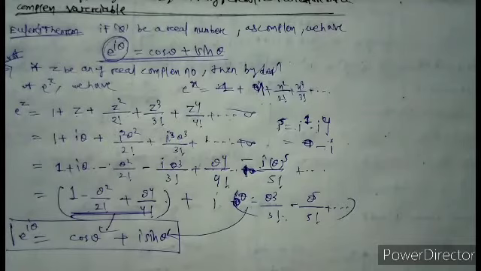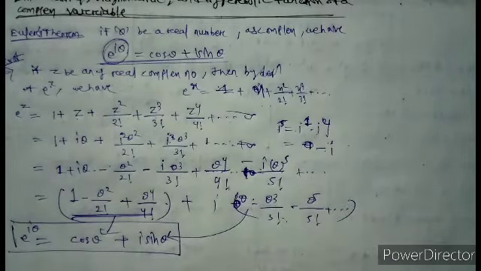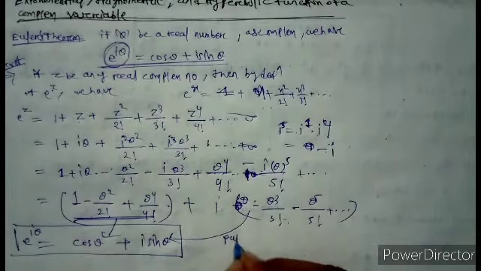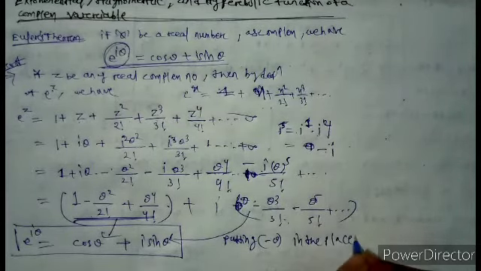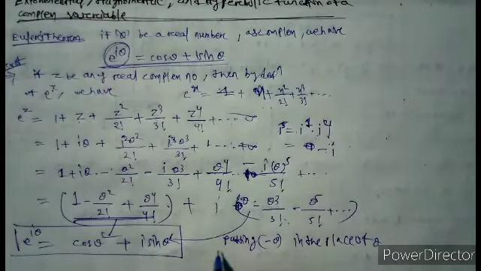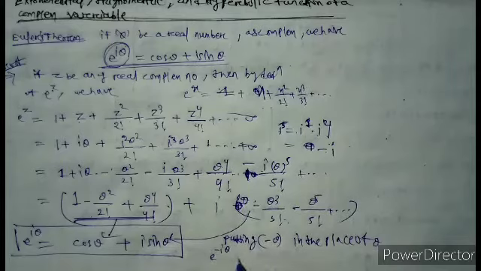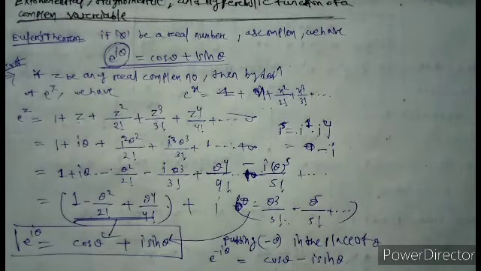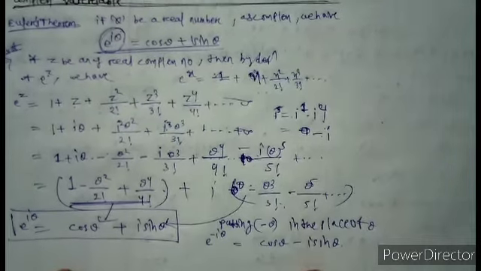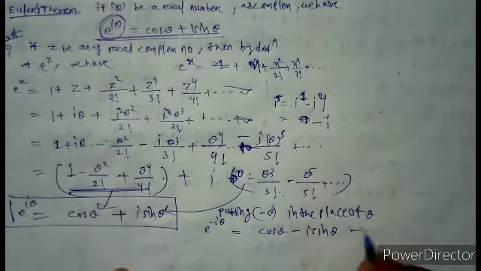In the exam it can be asked as a 4-mark question with a problem. Okay, then putting minus theta in the place of theta, we can write e to the power minus i theta is equal to cos of minus theta, that is cos theta minus i sin theta. Okay, let us say this is equation 1.